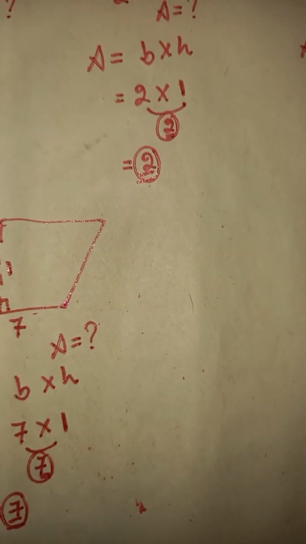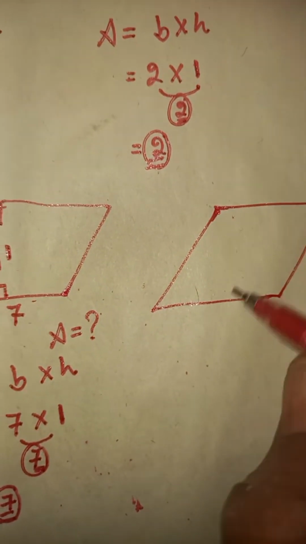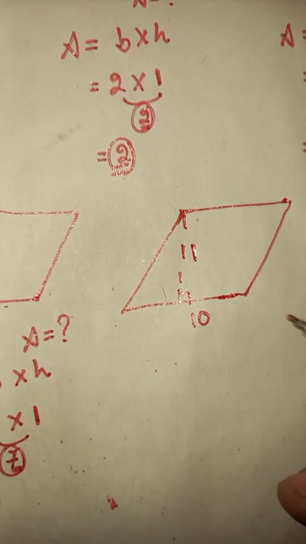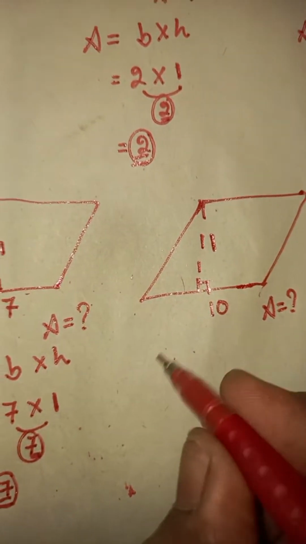Let's take one more parallelogram. Here they are giving the base length as 10 units and the perpendicular height as 1 unit. Here also you need to find out what's the area of the parallelogram.